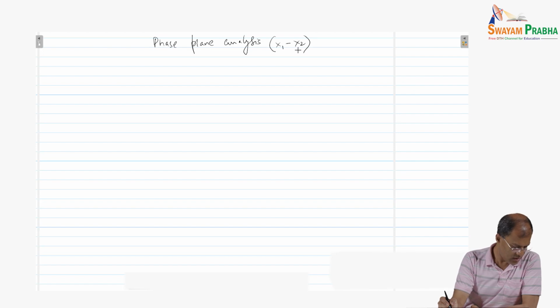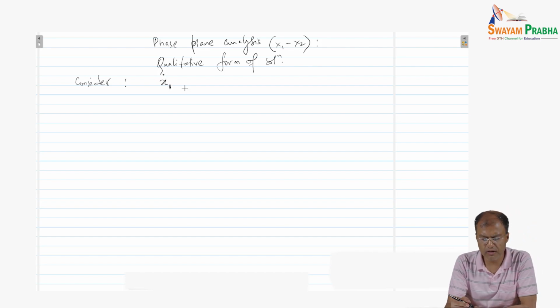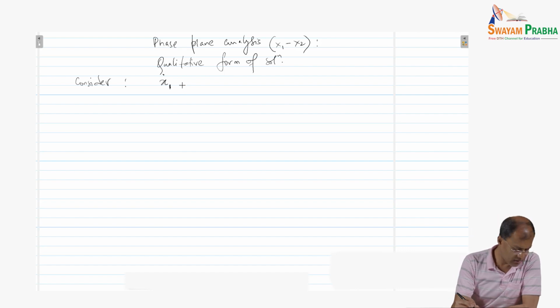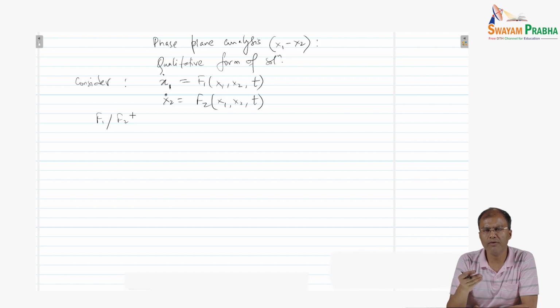So x1, x2, where we are going to just talk about the qualitative form of solutions, and we consider the most general form of 2D system. x1 dot is equal to F1(x1, x2, t), and x2 dot is F2(x1, x2, t), and we will assume that to simplify our life, F1 and F2 are independent of the variable time.